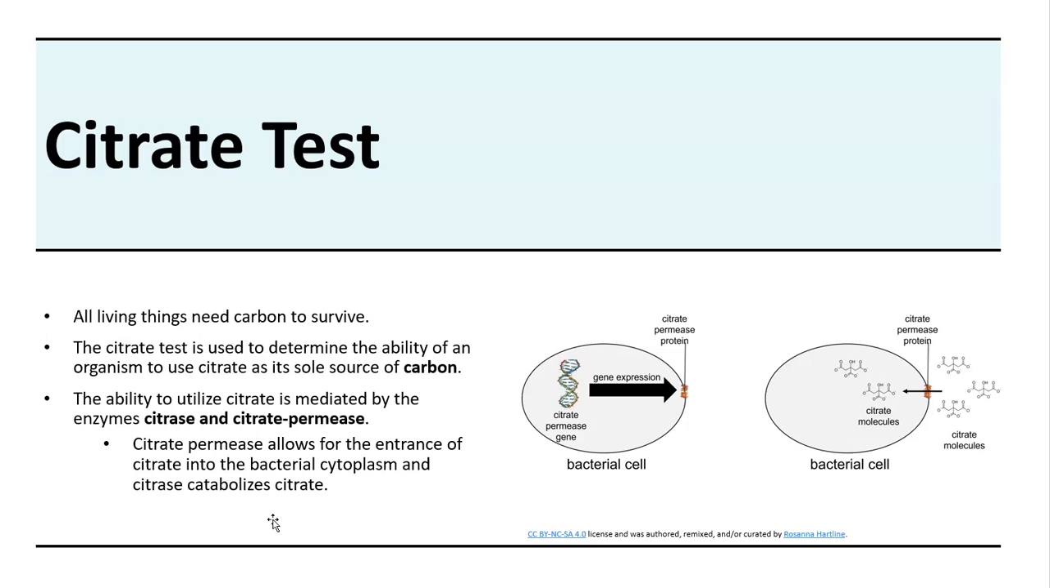membrane. And then if they have citrase, that means that they're able to break down the citrate and use it as a source of carbon. And then obviously bacteria that lack these enzymes would not be able to use citrate as a source of carbon. So essentially they would not be able to survive in this type of media.